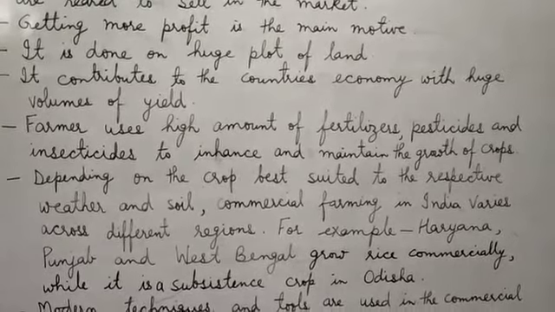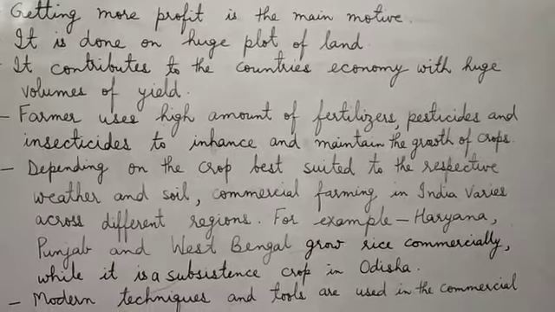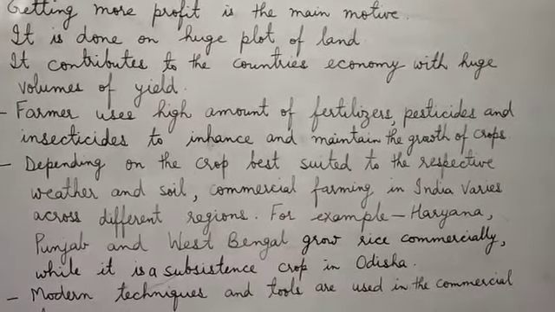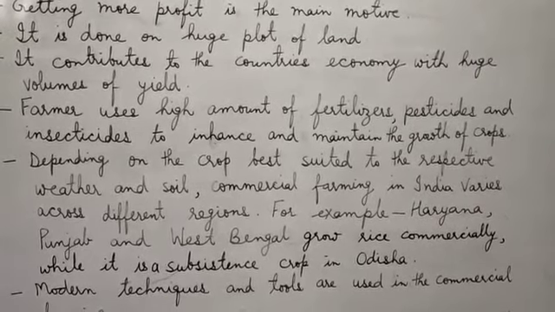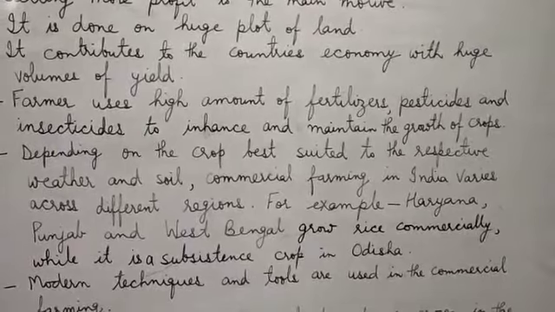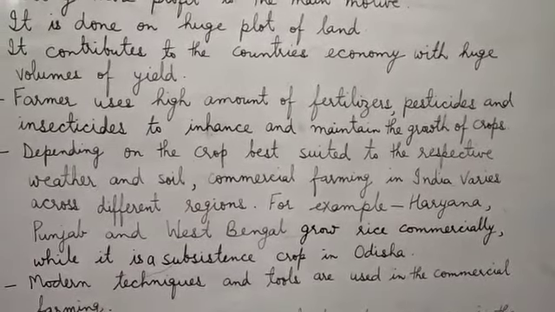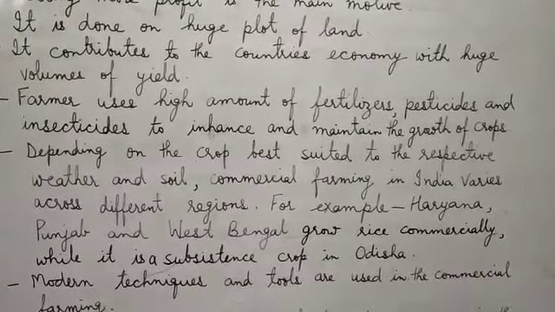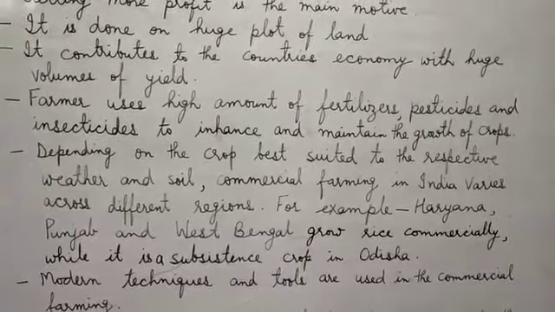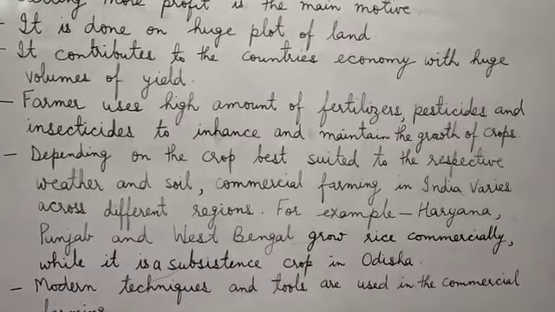Now, the next feature of this farming is that the Indian farmer uses a high amount of fertilizers, pesticides and insecticides to enhance and maintain the growth of crops. That means the farm operations are highly mechanized. Most of the work is done by machines, as well as manually.